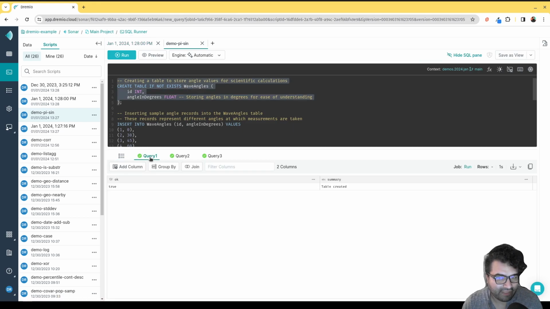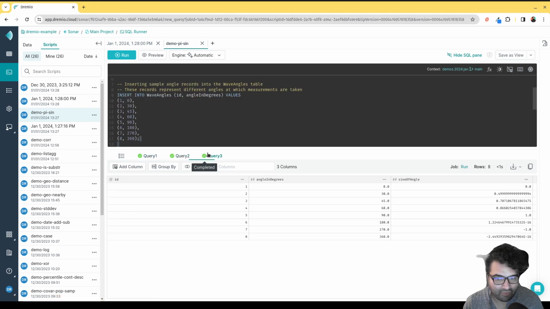When we created the table, we inserted the records, and we got the sine for each angle. So here we have the angle in degrees and the resulting sine for that particular angle, for that wave. So basically you can do that with Dremio, and it has a lot of functions for finding things like cosine, sine, and more. That's all available for you when you're using the Dremio Lakehouse platform to make your life easier in writing your SQL.